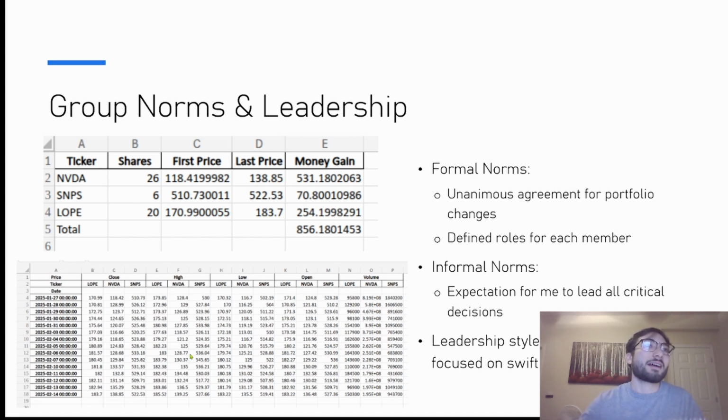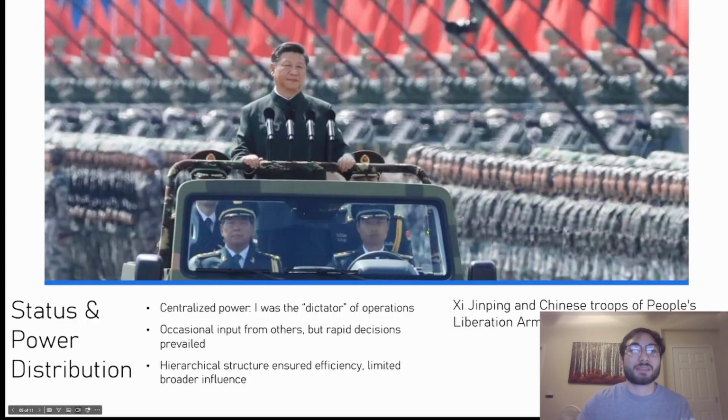This other output is every single day between the start of the project and the end on Valentine's Day, the prices of our stocks. Group norms and leadership. We set formal rules: unanimous agreement for portfolio changes, and defined roles for everyone. Informally, it was expected that I lead all critical decisions. My authoritarian style, focusing on swift execution rather than managing people, proved effective in outperforming competitors, although it might have limited creative input.